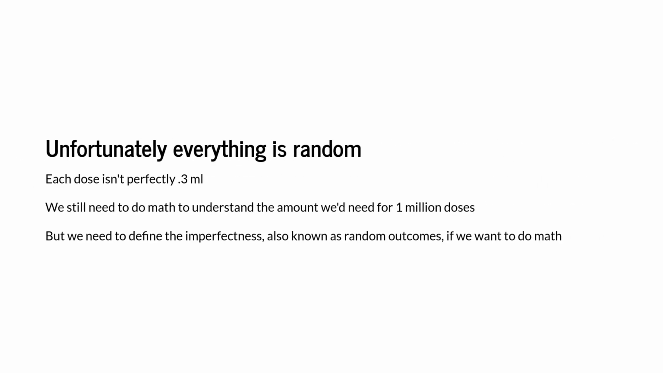The problem is everything in life is random. If you've got these medical professionals and these doctors, they're trying to vaccinate 1 million people as quickly as they can. They're pulling out 0.3 milliliters, which isn't that much volume. They're going to make a little bit of a mistake, right? They're not going to get exactly 0.3 every time. But we need to still figure out what the amount we need is for 1 million doses. And the way we're going to do that is we're going to have to define this imperfectness, also known as random outcomes, if we want to do the math correctly.